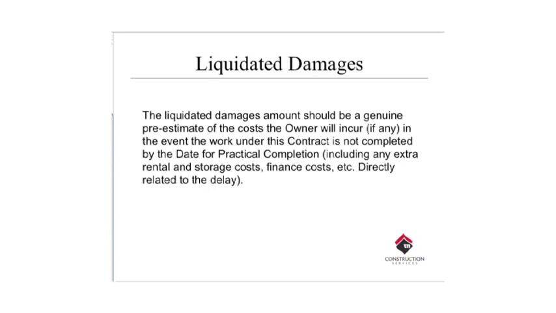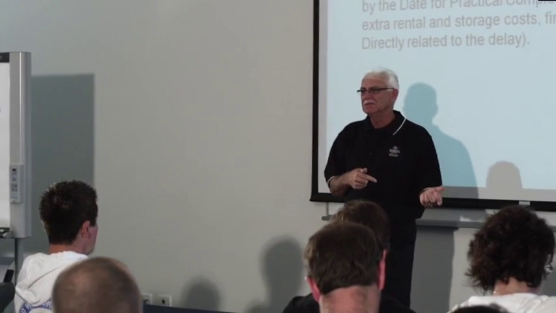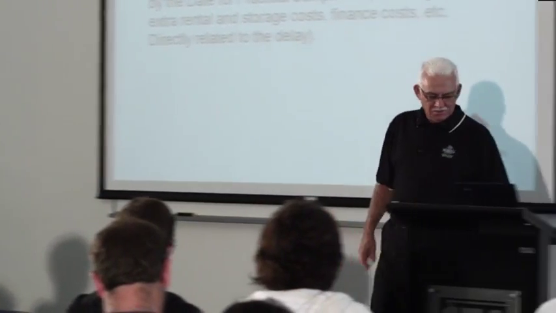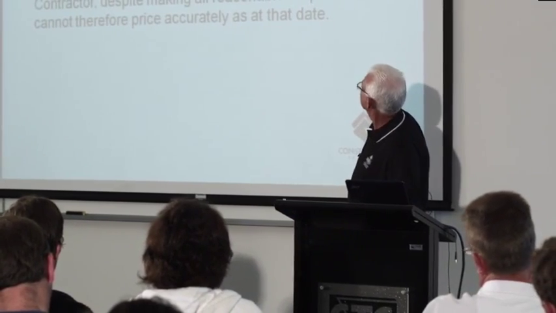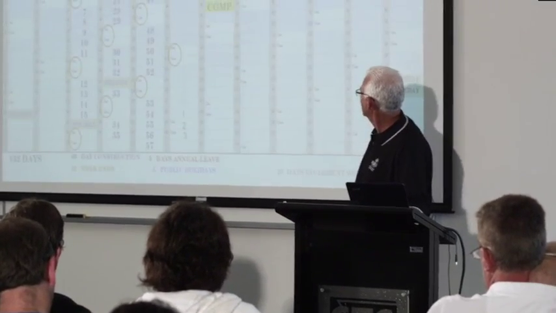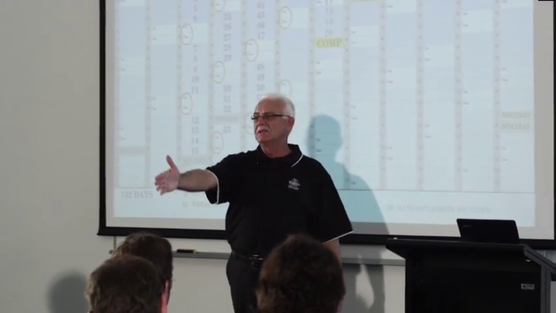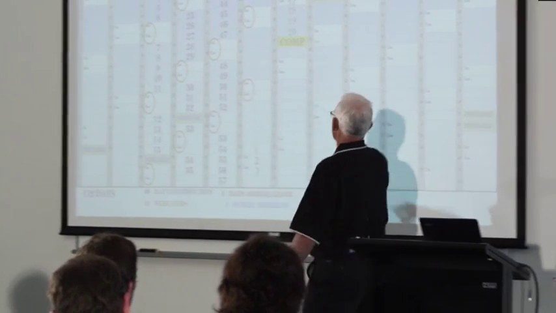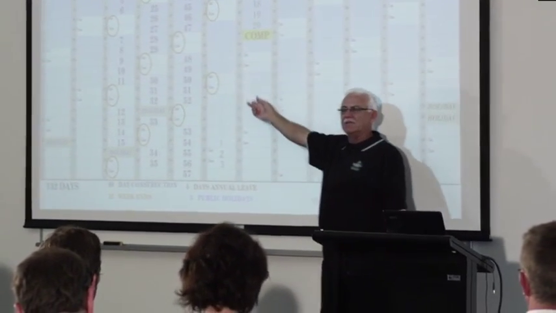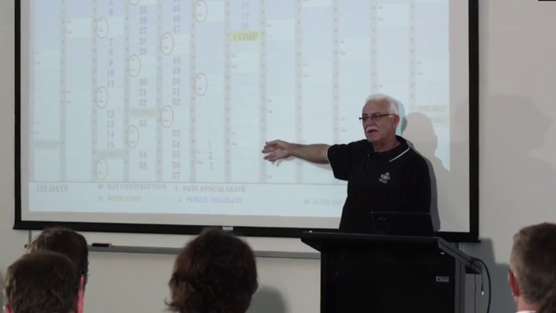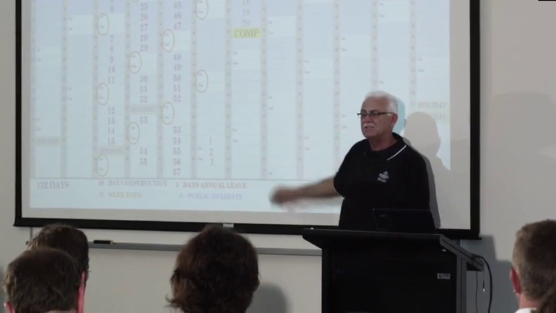Liquidated damages is the amount of money that you would be liable to pay an owner if you go over your contract completion date. All right, go back. Contract completion date, 18th of July. That's when we said we're going to complete. If you go over that and you can't give a time extension claim, you're going to have to pay liquidated damages. And there are liquidated damages in every contract.